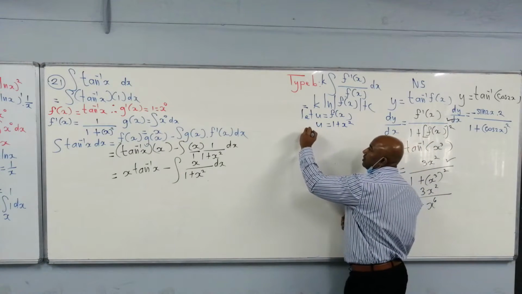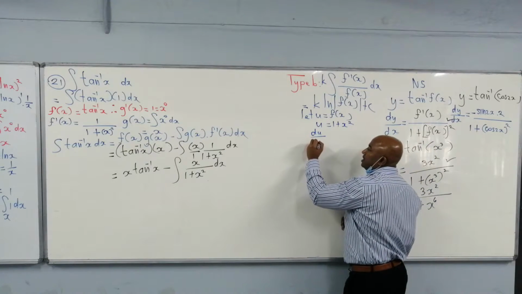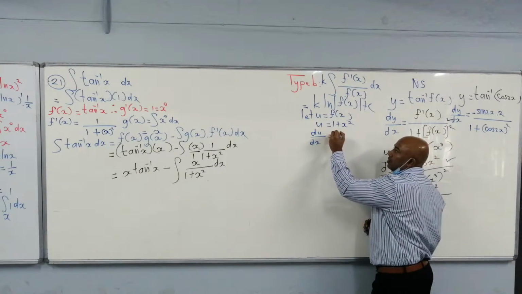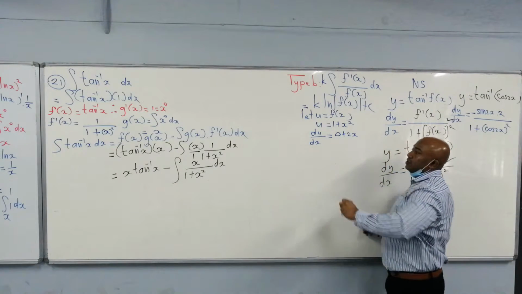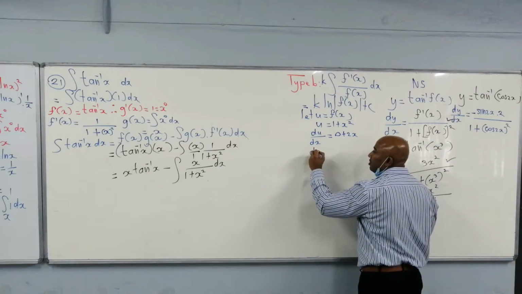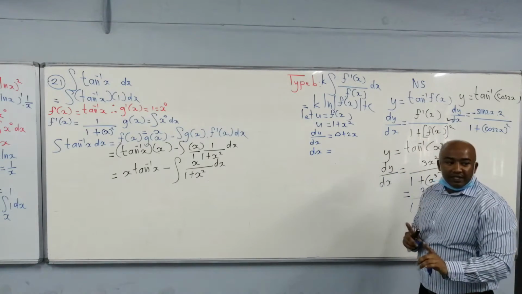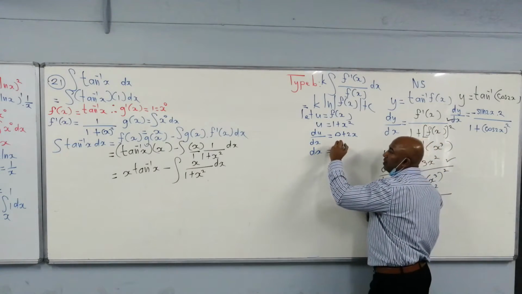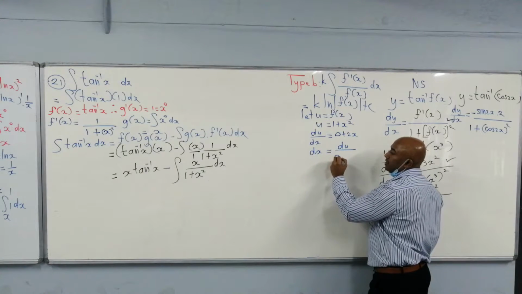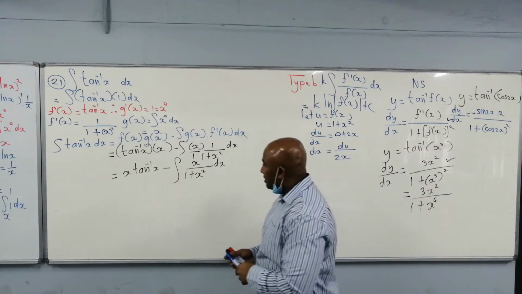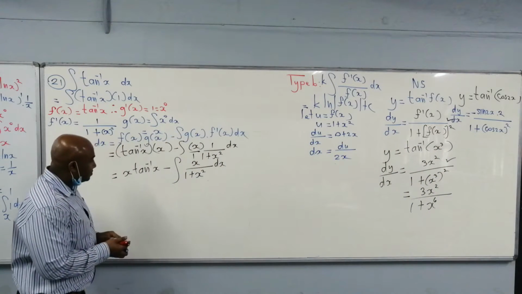So now du over dx, the derivative of 1 plus x squared will be 0 plus 2x. Now I need to make dx the subject of the formula, which I'm going to do in one step. If I cross multiply and divide, dx is going to equal to du divided by 2x. Now watch what happens. Let me do the substitution.